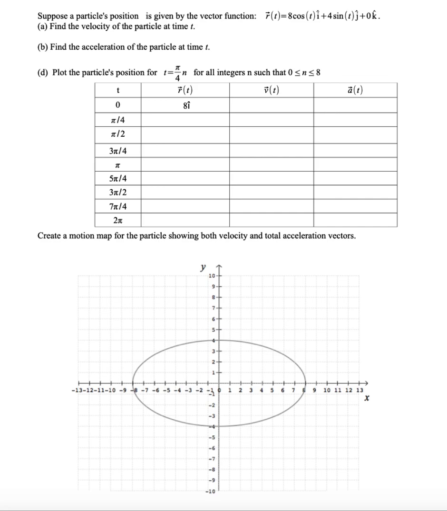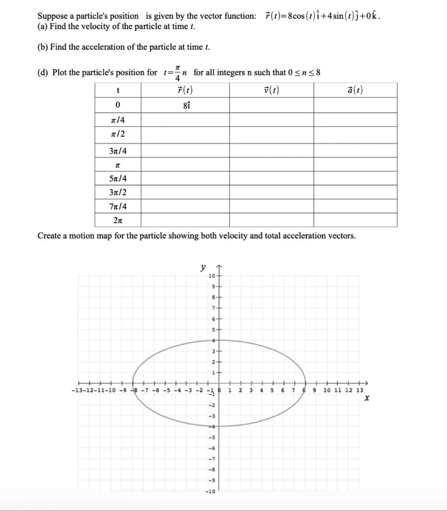Let's suppose that a particle moves in an elliptical path as shown. The position function is 8 cosine t i hat plus 4 sine t j hat, and then there is no third dimension component. It's just a 0. So this is going to be a two-dimensional ellipse that this particle follows.